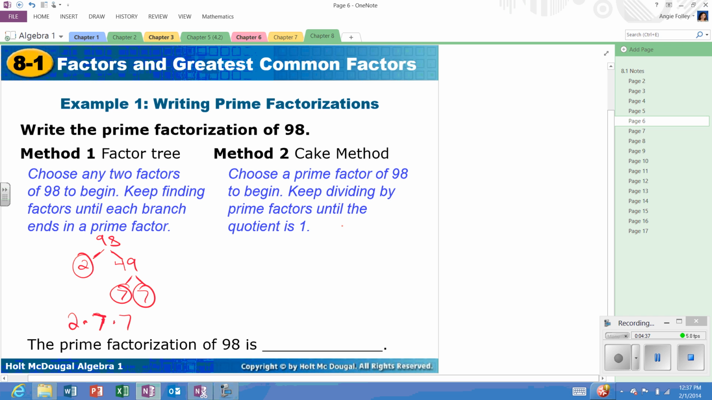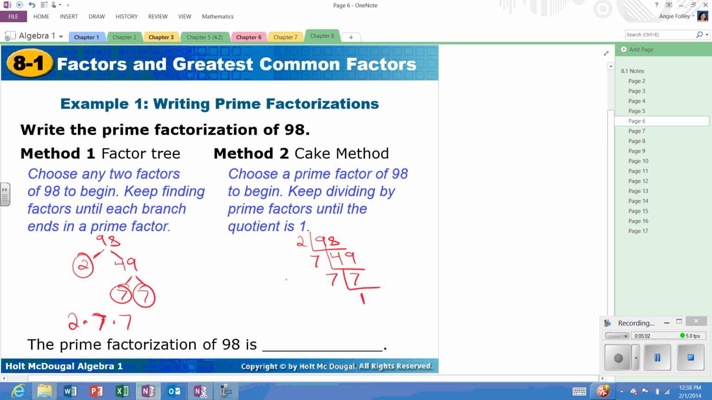The cake method, what you do is you choose a prime number of 98. So we can choose 2, that's a prime number. And 2 goes into 98 49 times, and we do a little stair step thing here. Then the next prime number that goes into 49 is 7. So 7 goes into 49 7 times. And then 7 can be divided by 7 one time.